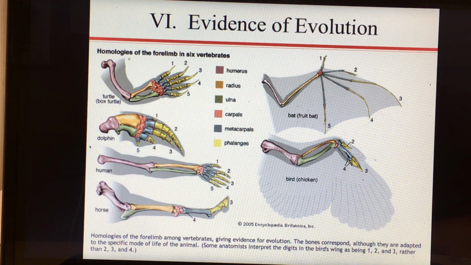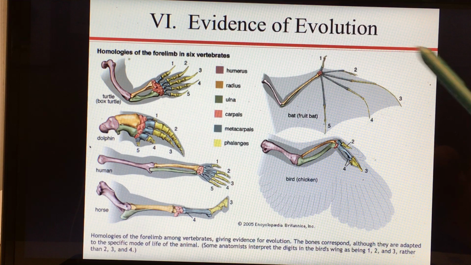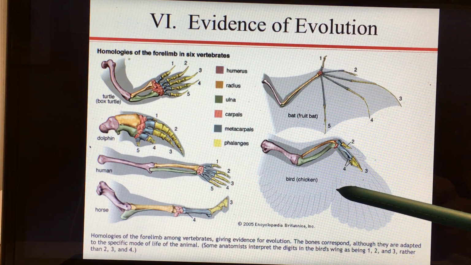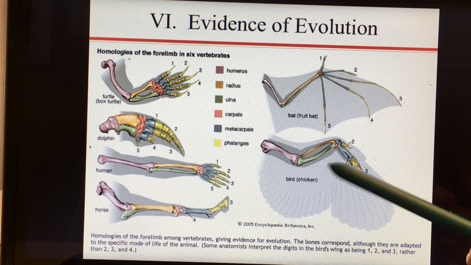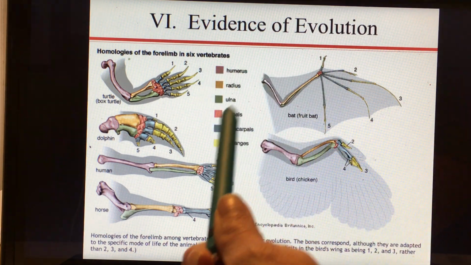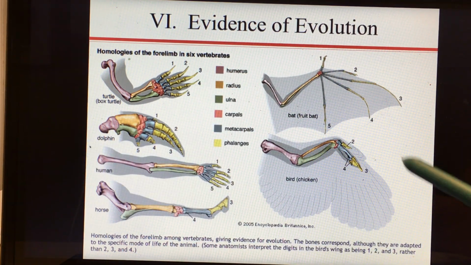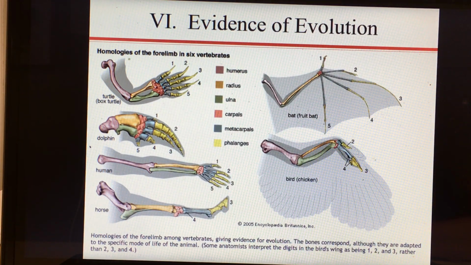So this shows the structure of the forelimbs of 6 vertebrates: a box turtle, a dolphin, a human, a horse, a fruit bat, and a chicken. Now, you might start to think, because they have wings, that chickens and fruit bats are closely related, but fruit bats would be more closely related to the human than the chicken. But if you look at the bone structure, we all have the same bone structure underlying.